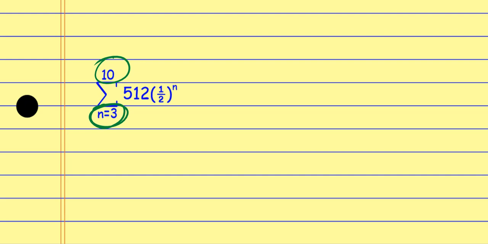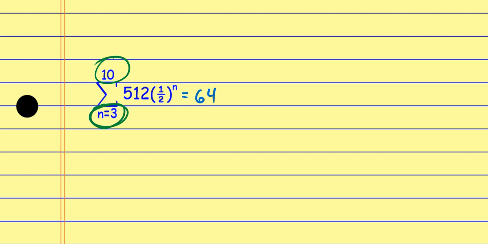And so again, just start by plugging that 3 in. If you plug the 3 in, 1/2 to the 3rd power is a 1/8, and then times the 512 is going to give me a 64. Okay, so that's a 64 for the first value that I'm going to use. It's the 3rd term. But now I just keep the pattern going.